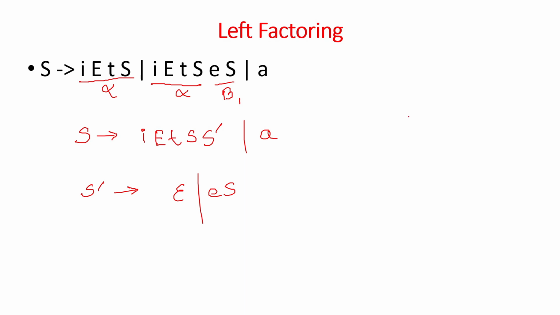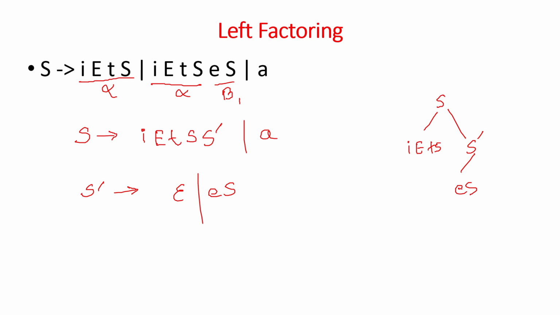So what happens here is that when S comes, first S takes I E T S. Now let's say I want this one. For S prime, it can directly choose this one. It doesn't have to go and check the epsilon or not. You can directly choose. For S prime it is E S.